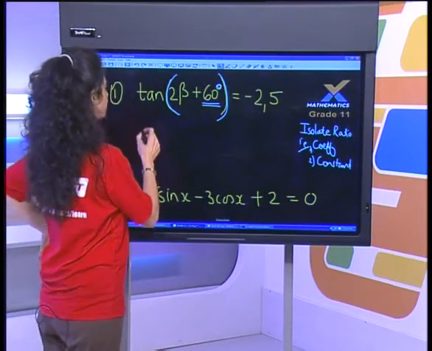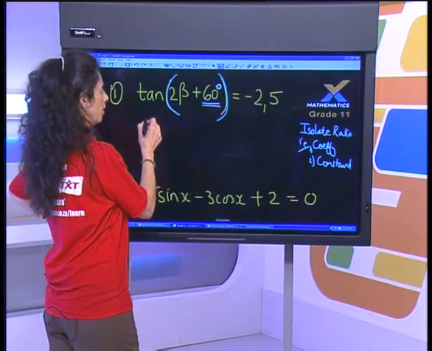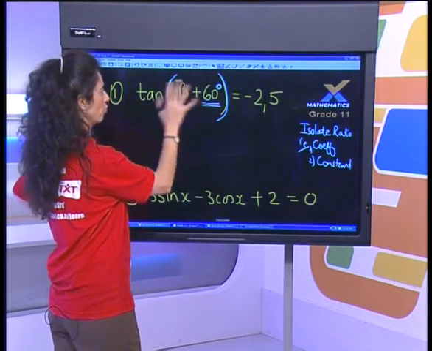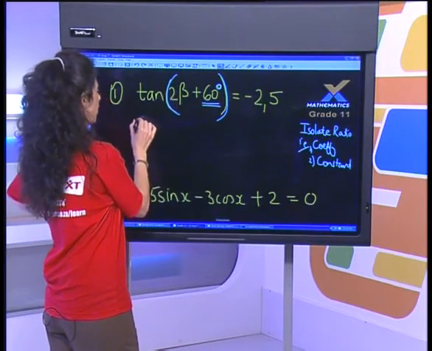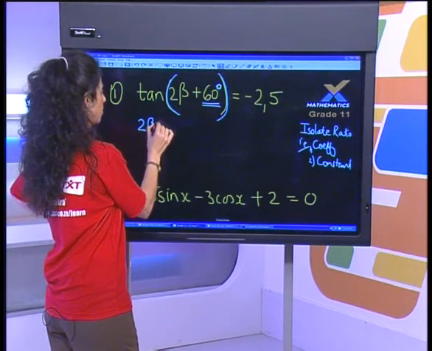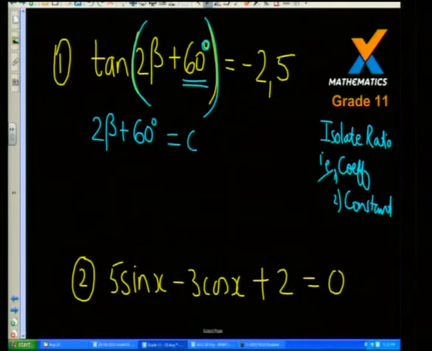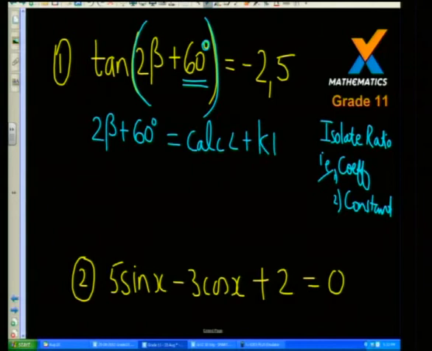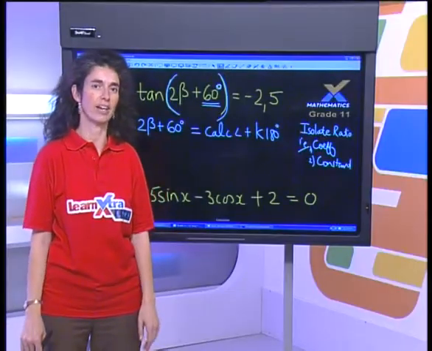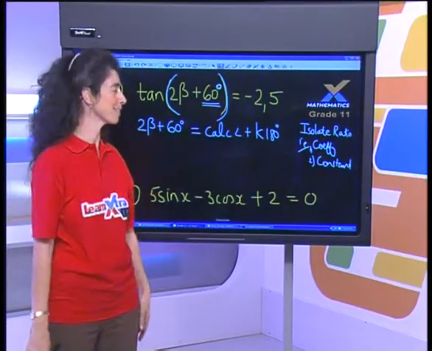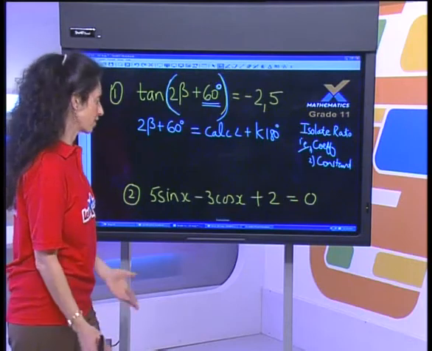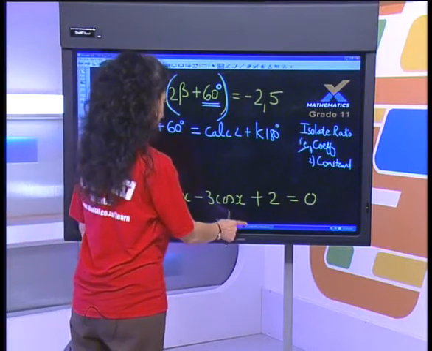So we've got an isolated ratio. We are ready to use the calculator angle, because we now have that 2 beta plus 60, the whole of 2 beta plus 60 degrees, would be equal to the calculator angle plus K180. Okay. I don't have to have two formulas. I only need one, because my tan function is periodic over 180 degrees. My tan function, tan lines.